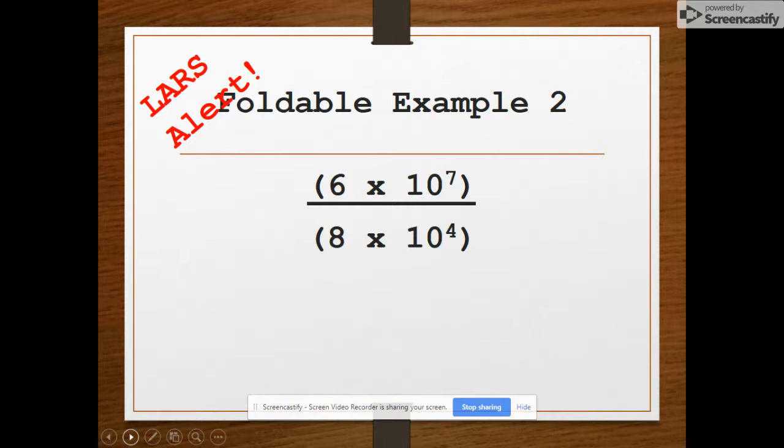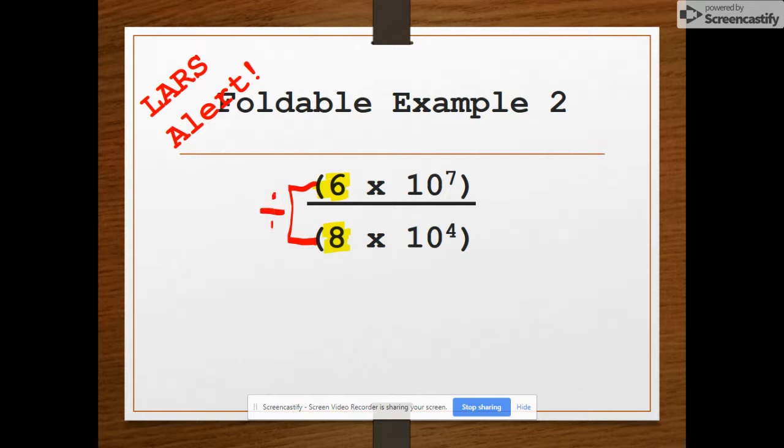For our final example today, we will again look at a scenario when we end up with a number that is not in proper scientific notation. We will again begin by looking at our coefficients, 6 and 8. I should be able to see right off the bat that I'm dividing a smaller number by a larger number, which I know is going to give me a fraction or decimal less than 1. In scientific notation, that number must be greater than or equal to 1.